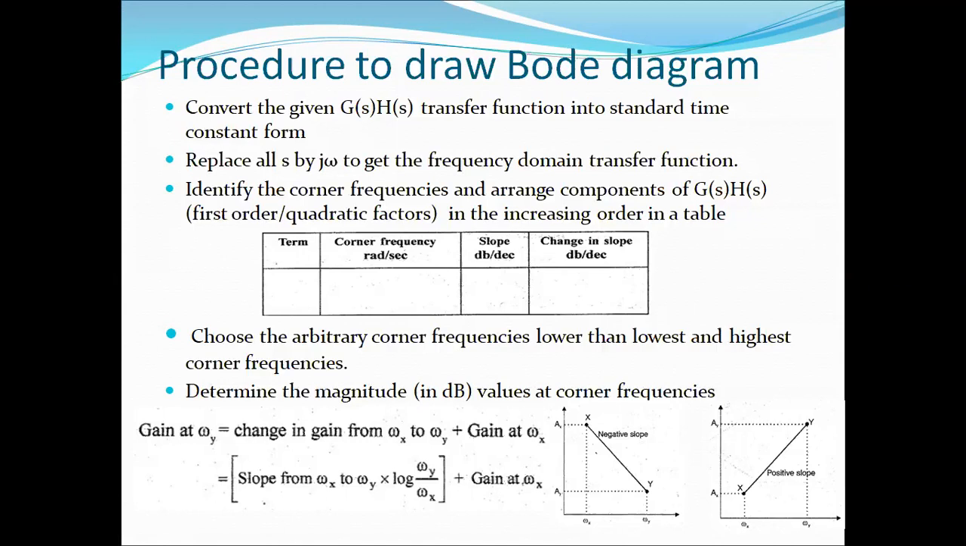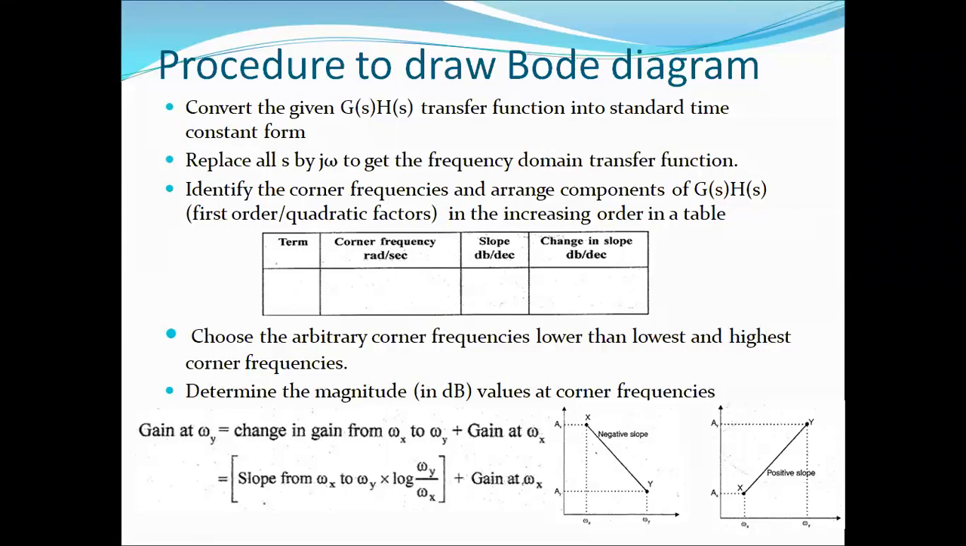So the first step to draw the Bode diagram is to convert the given G(s)H(s), that is the open loop transfer function, into time constant form. The second step is to replace s by j omega, which will convert the given transfer function into the frequency domain. And the third step is, from the given transfer function, identify the corner frequencies and arrange the components of G(s) and H(s).